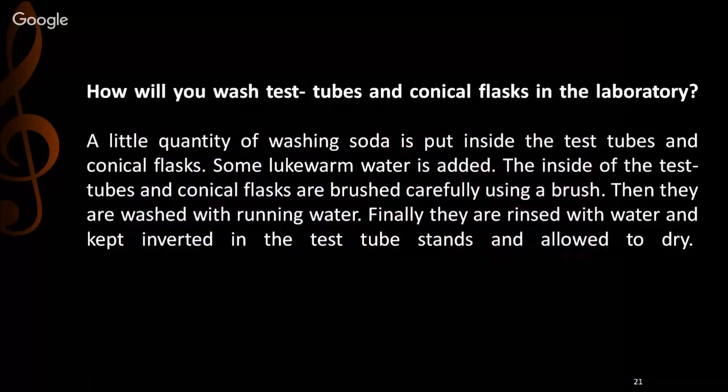How will you wash test tubes and conical flasks in the laboratory? A little quantity of washing soda is put inside the test tubes and conical flasks. Some lukewarm water is added. The inside of the test tubes and conical flasks is brushed carefully using a brush. Then they are washed with running water. Finally, they are rinsed with water and kept inverted in the test tube stands and allowed to dry.